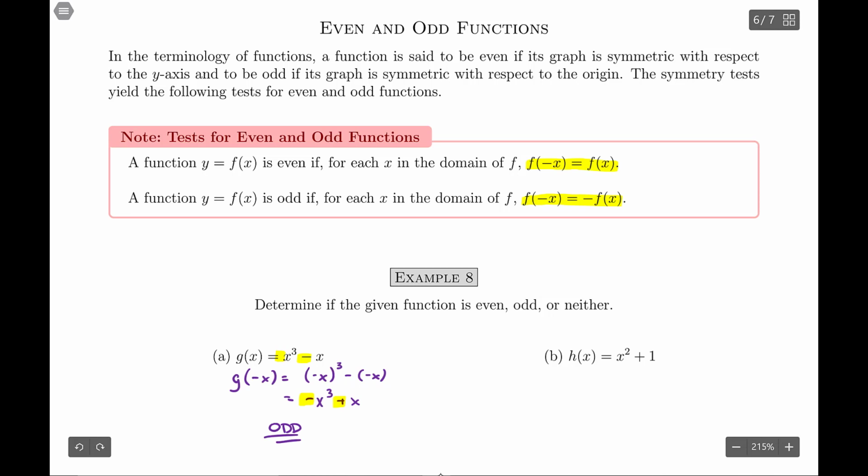For the second example, we're going to do the same thing. We evaluate at negative x. And when we simplify that, we get x squared plus 1. That is the exact same function we started with. So it is even. If you do this process and some signs change and some don't, so it's neither even nor odd, you just simply state that the function is neither even nor odd. But in this case, we ended up with an odd function for part A and an even function for part B.